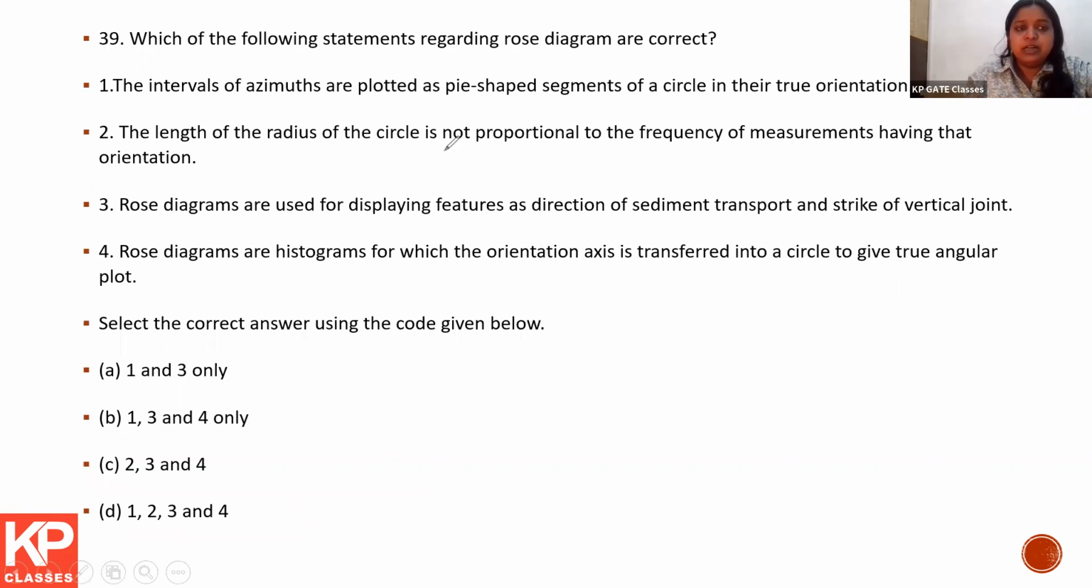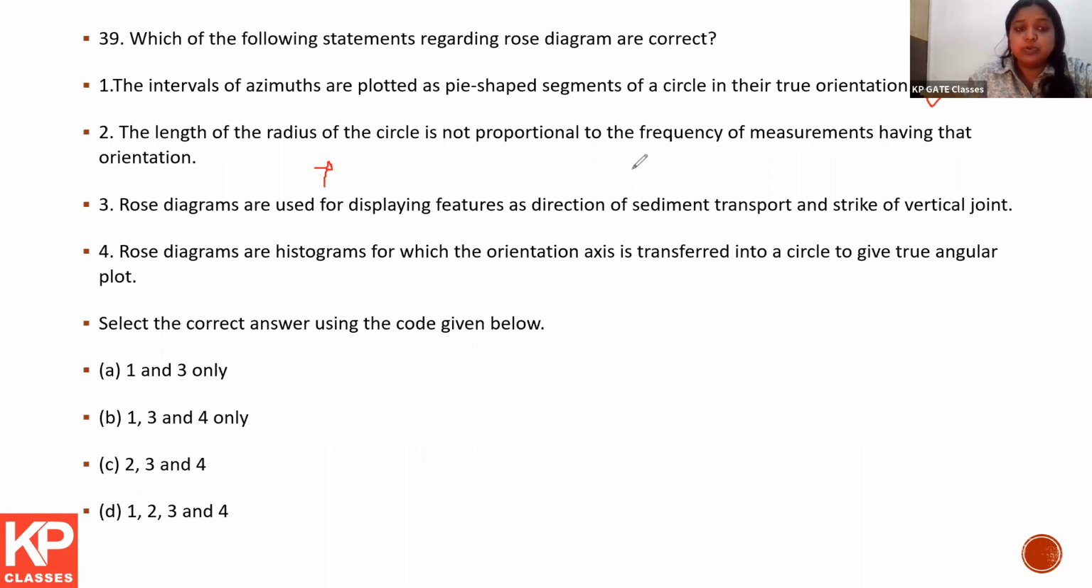Next question. In which of the following are the statements regarding rose diagrams correct? So we should go for the correct options. First one: intervals of azimuths are plotted as pie-shaped segments of a circle in their true orientation, which is a correct statement. The length of the radius of the circle is proportional to the frequency of measurements having that orientation. So this is a wrong statement.